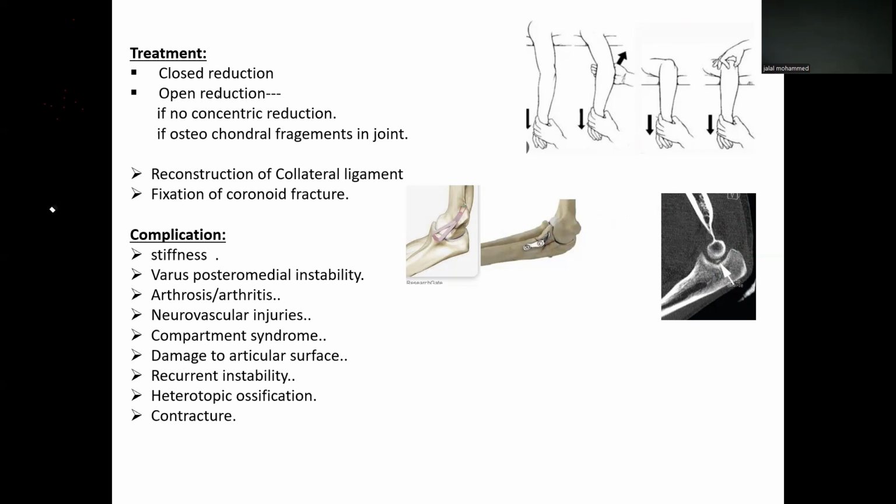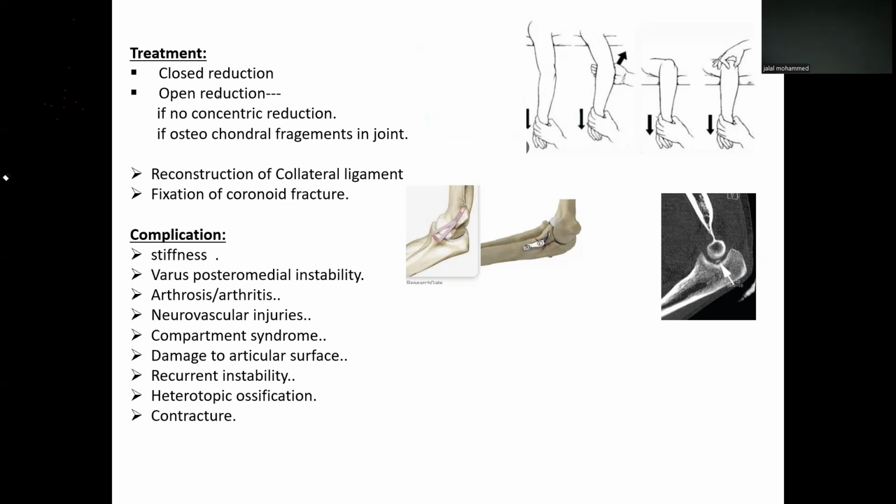Then depending on the associated injury, as I told you before, there may be either collateral ligament injury, which is a stabilizer, or radial head injury, or you may have a coronoid injury, coronoid fracture. So depending on which bone is affected, we may need to go for reconstruction. So either reconstruction of the collateral ligament or fixation of the coronoid fracture, or sometimes when there is a radius fracture, we need to do something for the fracture of the radius. This is how we treat the elbow dislocation.